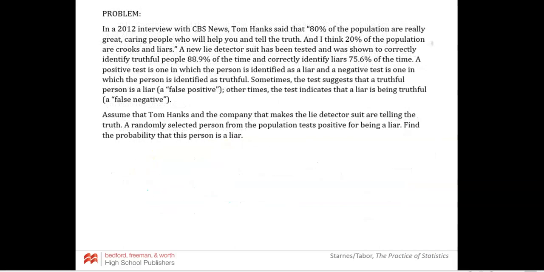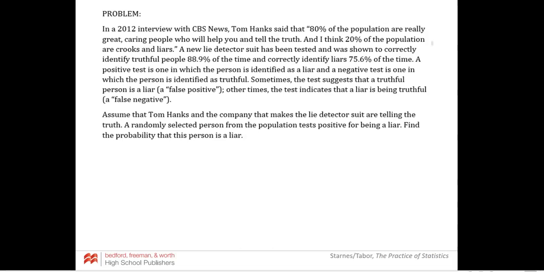In a 2012 interview with CBS News, Tom Hanks said that 80% of the population are really great, caring people who help you and tell the truth. And I think 20% of the population are crooks and liars. A new lie detector suit has been tested and shown to correctly identify truthful people 88.9% of the time, and correctly identify liars 75.6% of the time. Evidently, those tests are not foolproof. Those are not good percentages. I don't think it could be used in a court of law. A positive test is one in which the person is identified as a liar, and a negative test is one in which the person is identified as truthful.